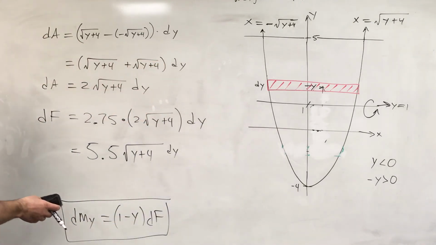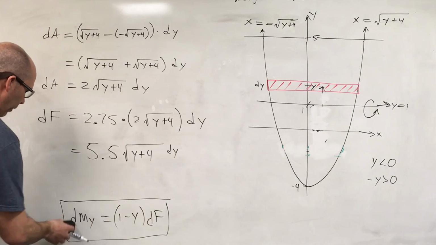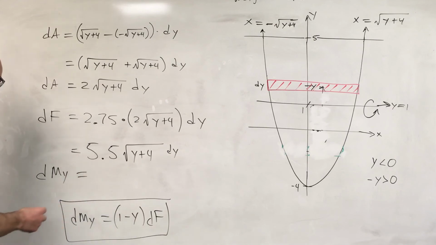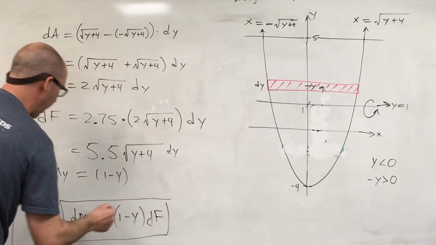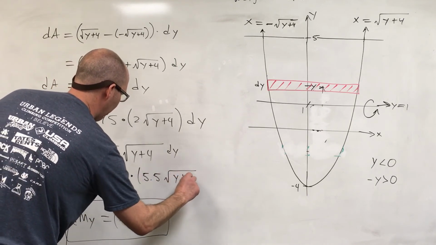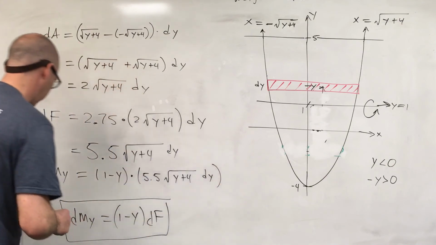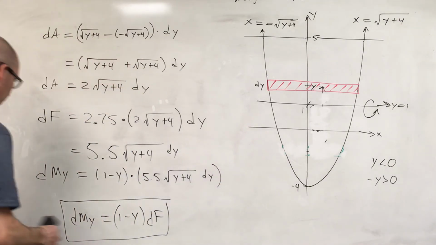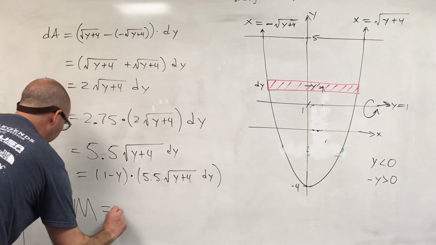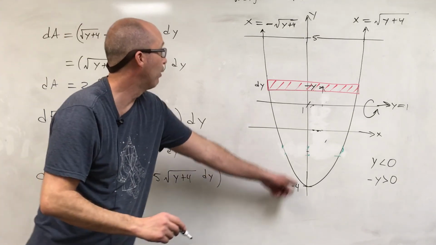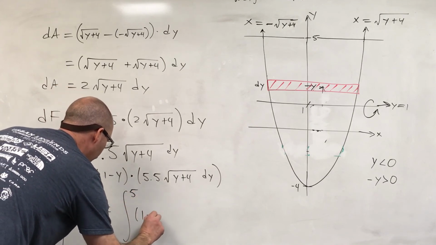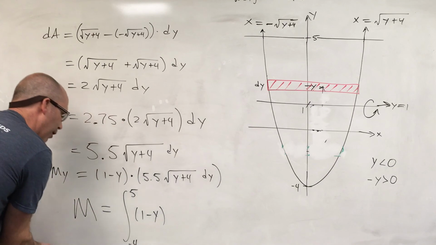Okay. All right. And so now we see that my dmy was 1 minus y df. So we have 5.5 root y plus 4 dy, something like that. And now my overall mass, integral from -4 to 5. Let's put the 5.5 in front.